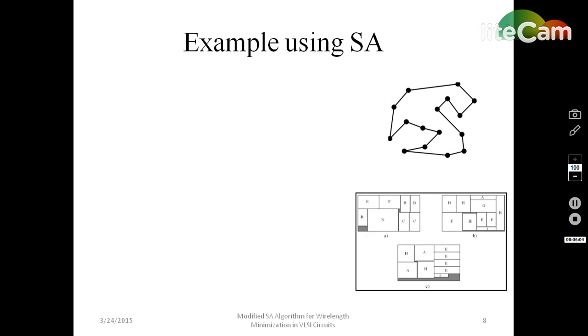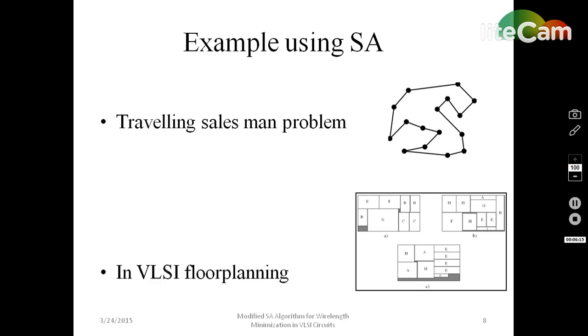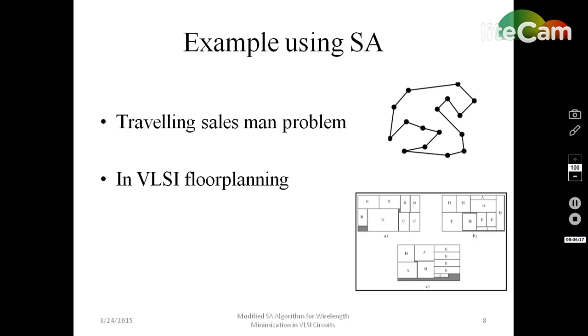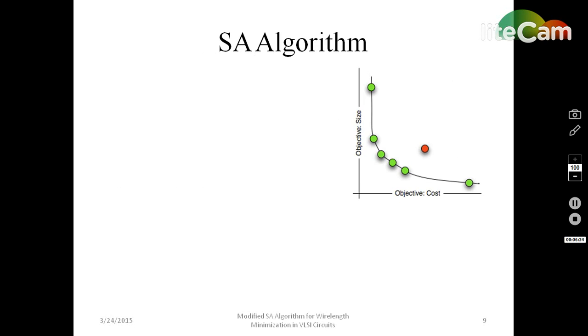So, coming to examples of simulated annealing. The traveling salesman problem, one of the world's toughest routing problems, has been successfully solved by using the simulated annealing algorithm. Also, problems related to VLSI floor planning, that is, minimization of dead space, have been successfully solved by using the simulated annealing algorithm. Apart from these, other real world optimization problems are also successfully solved by using simulated annealing.